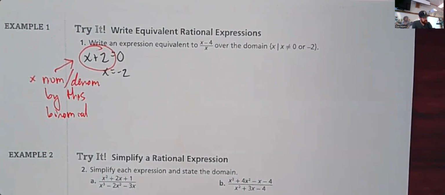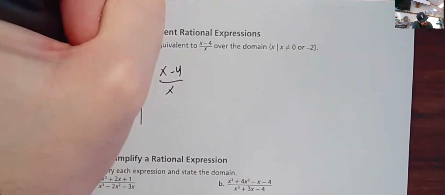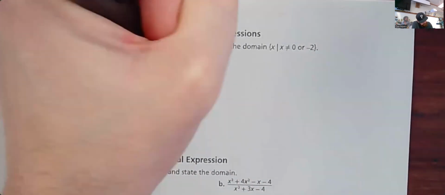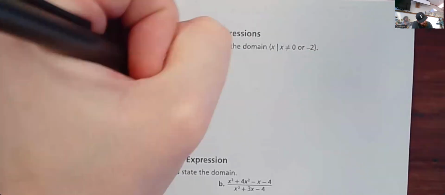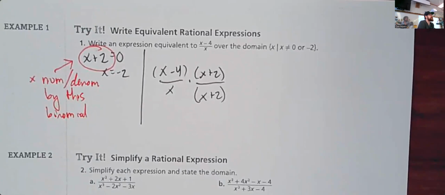So we're going to take our x minus 4 over x, and we're going to multiply the numerator and the denominator by x plus 2. Does this process feel familiar at all? What does this process feel like?